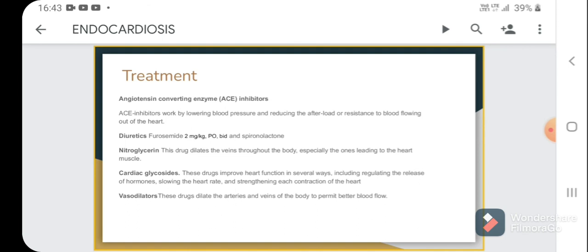We have cardiac glycosides. These drugs improve heart function in several ways. They strengthen the contraction of the heart, but these drugs have potential side effects, so they should be used very carefully. Next, we have vasodilators. These drugs dilate the arteries and veins and permit better blood flow. They can also be used long term. They are an effective long-term treatment for patients with MVI. ACE inhibitors and vasodilators are used in combination in the therapy of congestive heart failure due to endocardiosis.